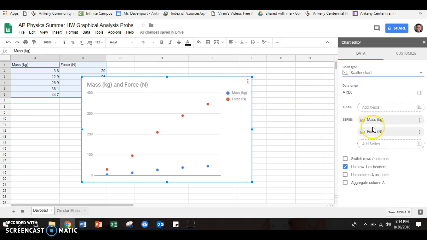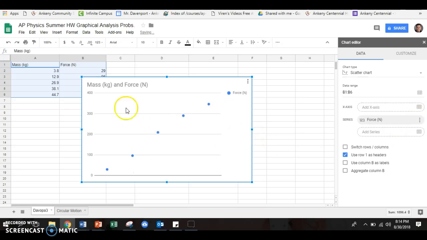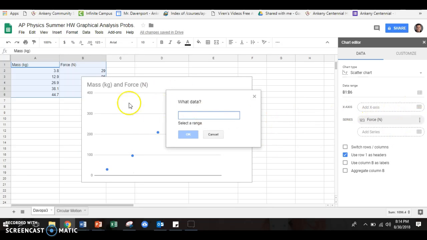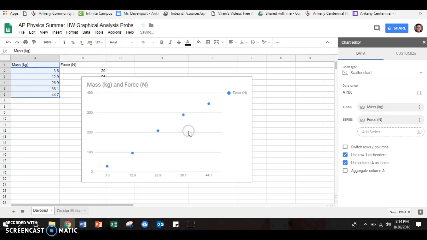For some reason it's graphing 2 there, so we'll go ahead and get rid of the mass from the series and add that as an x-axis data range. I'm not sure why it did that. And then if you notice, it's still not really graphing it.